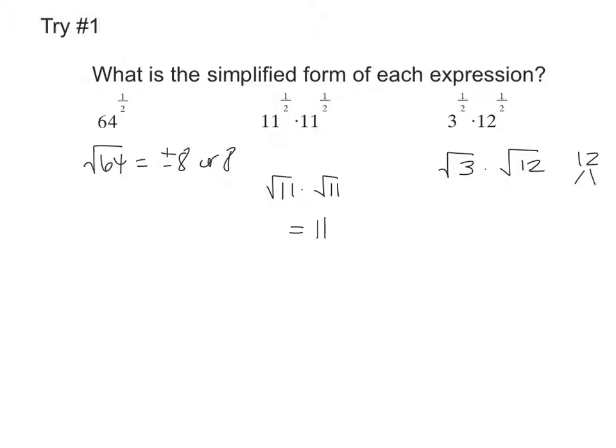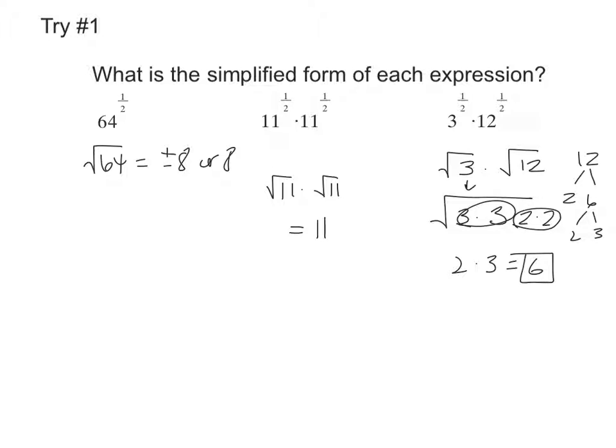Remember to break down 12. 12 is 2 and 6, and 6 is 2 and 3. So this is the square root of, bring down that 3. We have another 3 from the 12, and then two 2s. I should have put those in order, but I didn't. Anyways, take them out, and our answer is 6. All right, let's keep going.